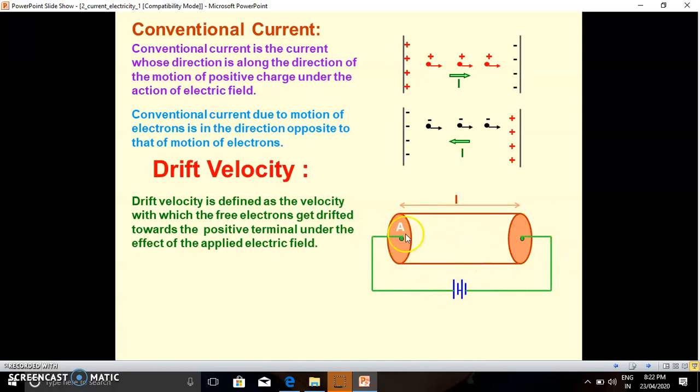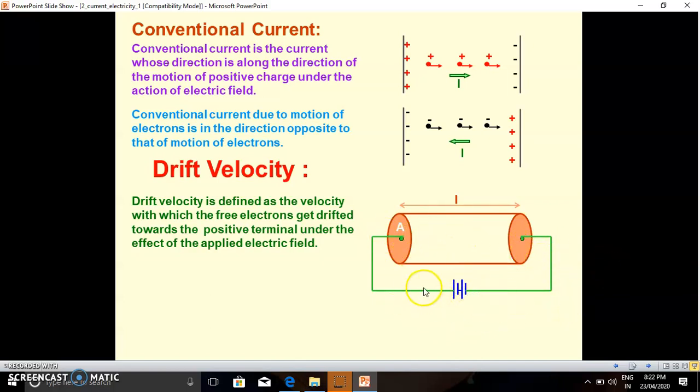Here we can see. Generally the word electric field is used in physics, and many of the students are having doubt about what exactly the electric field is. So already I have explained, electric field is nothing but the space around the charge in which any other charge will experience a force. But how do we apply electric field along this conductor? By using the battery. If you connect a battery across this conductor, then simply we have applied some electric field.